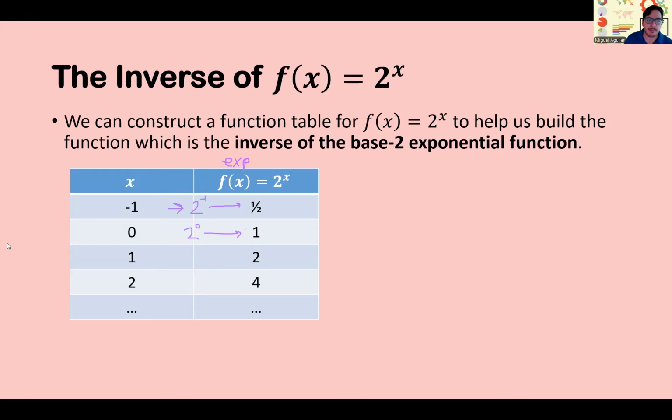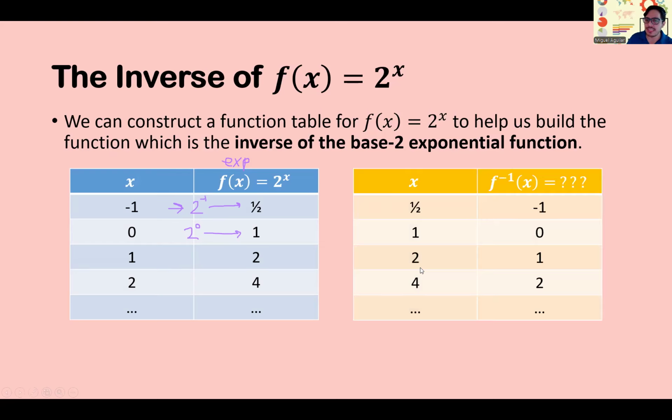Okay. But we did this when we introduced that idea of converting currency, right? From dollars to pesos and then pesos to dollars. All we have to do is take this table, the x and y values, and swap their positions. So by doing so, we'll get the inverse function table that represents the inverse of the base 2 exponential function.